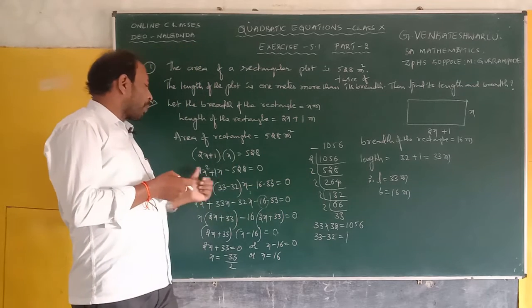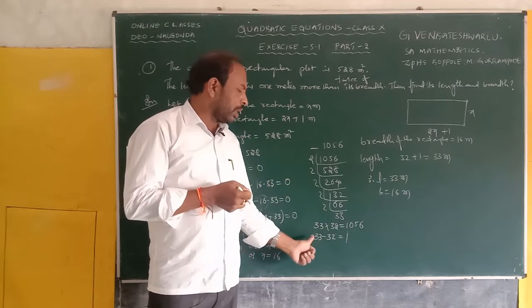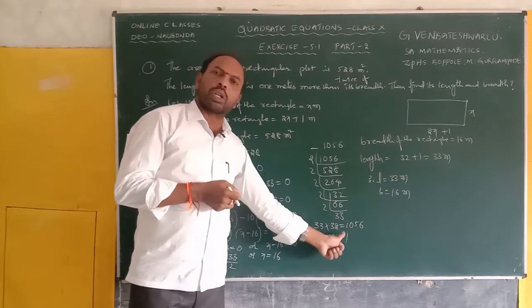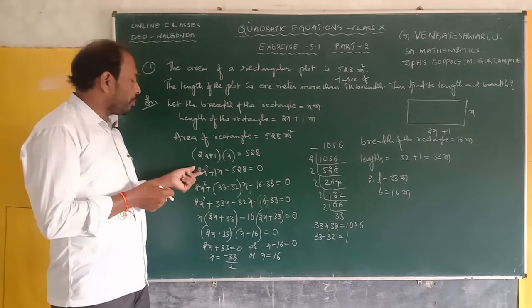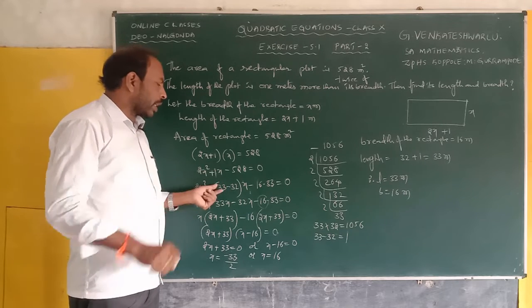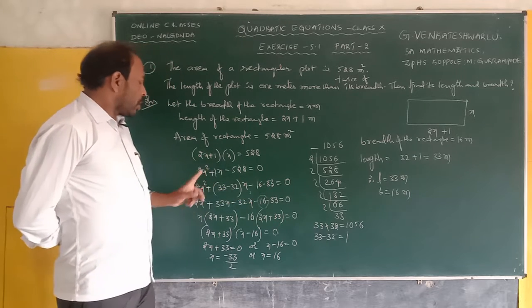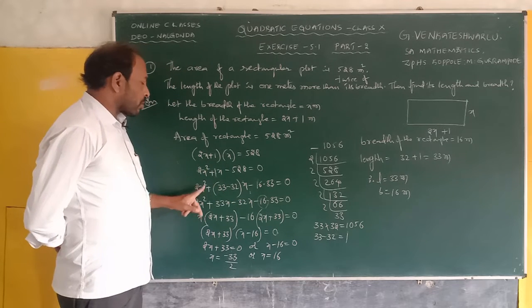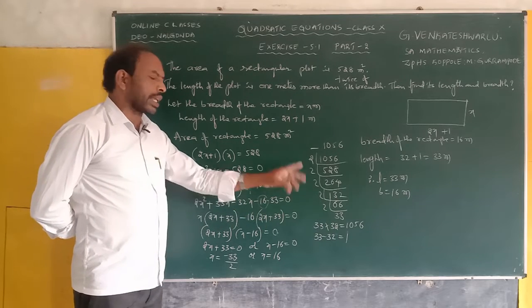What about the product of signs? Plus into minus means we need to subtract, that is 33 minus 32, which is equal to 1, the coefficient of x. That's why 2x square plus 1 is written as 33 minus 32, and 528 is written as 16 into 33. So from these two terms, 2x square plus 33x minus 32x minus 16 into 33 is equal to 0.